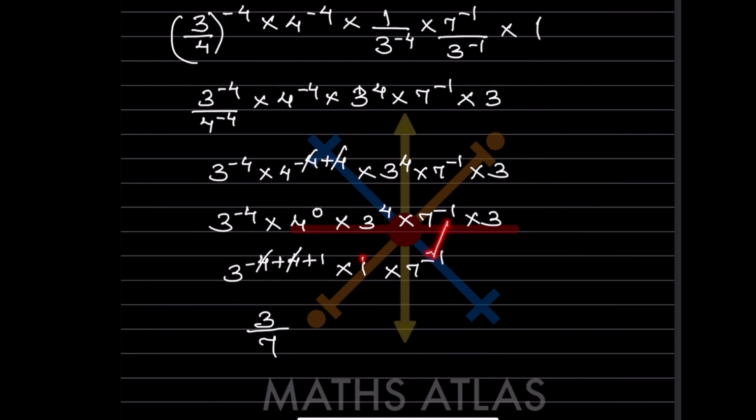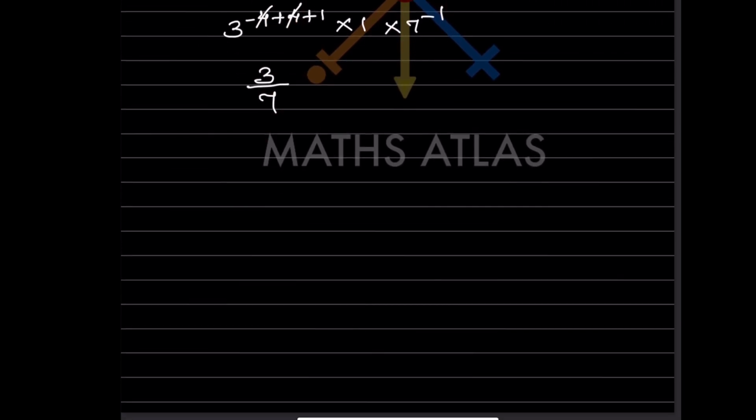This is the same. So now what will you do? This and this gets cancelled. So what remains is 3 raised to 1, that is going to be 3. And now this is negative, means this will go in the denominator, so that is going to be plus 1. So this will be 7. So the answer is 3 by 7. So by this one we have completed today's work.